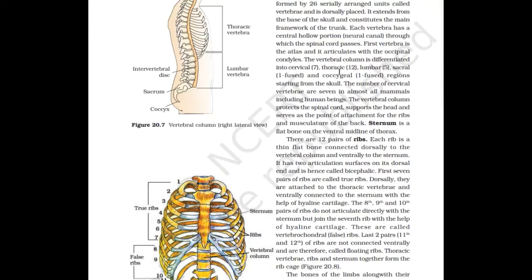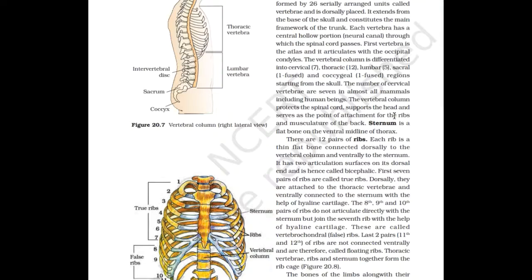The vertebral column is differentiated into cervical, thoracic, lumbar, sacral, and coccygeal regions. Cervical are 7, thoracic 12, lumbar 5, sacral 1, and coccygeal 1. You have to remember 7, 12, 5, 1, 1 in this way, with the region starting from the skull. The number of cervical vertebrae is 7 in almost all mammals, including human beings.